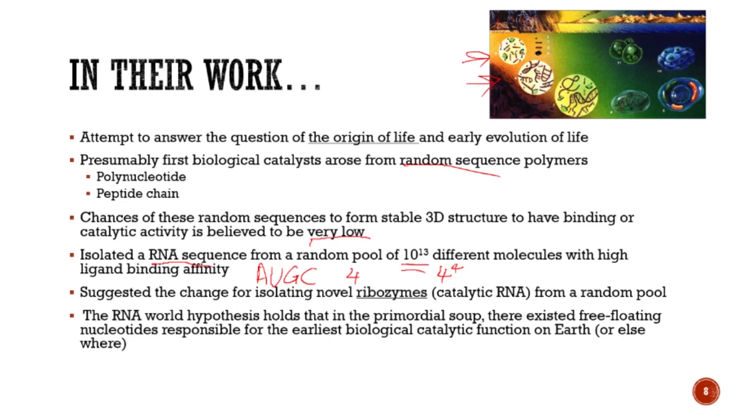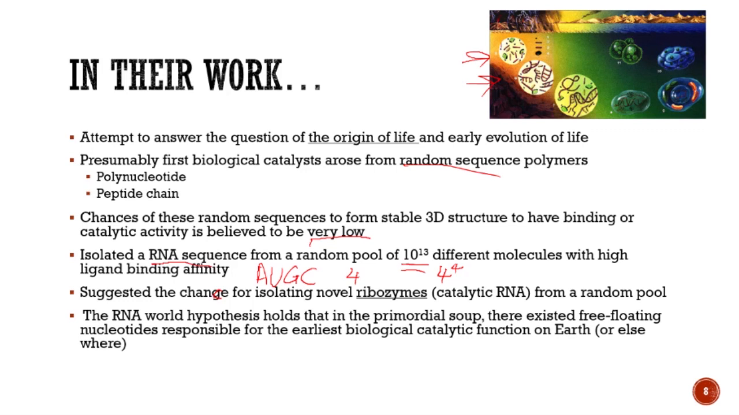Alright, so from their experiments, they isolated the RNA sequences that bind to a particular target. Now, in this experiment, they suggested that the chance for isolating novel ribozymes from a random pool is not 0, because of this experiment. Sorry, there is a typo here. They were able to speed up this process, and ribozymes are catalytic RNA, some of the early forms of catalytic biomolecules, i.e. tying back to the origins of life.